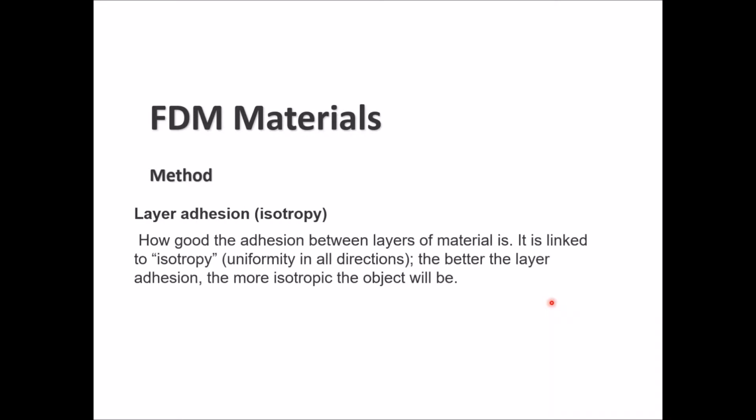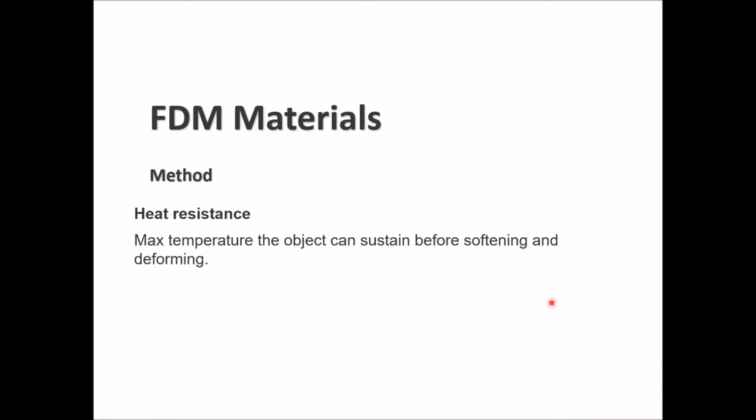For the layer adhesion or isotropy, we are focusing here on how good the adhesion is between each layer of the printed material. We say isotropy because isotropy, as we discussed before, is the uniformity of the part in all directions. So the better the layer adhesion, the more isotropic the object will be. For the heat resistance, what is the maximum temperature the object can handle before it will melt down or deform?